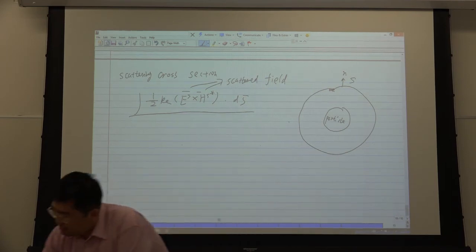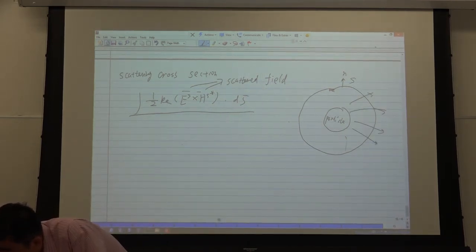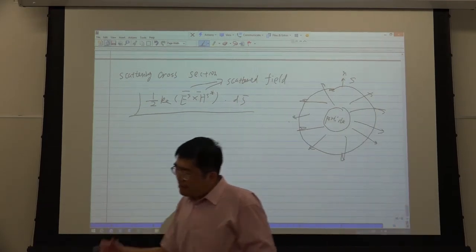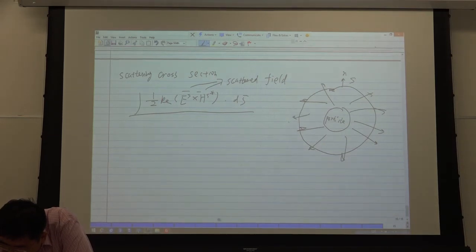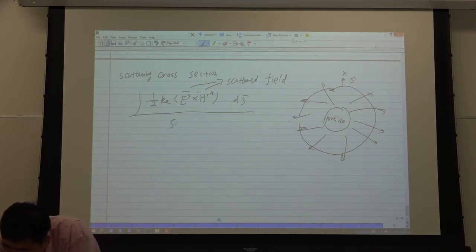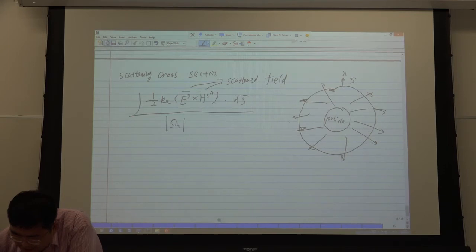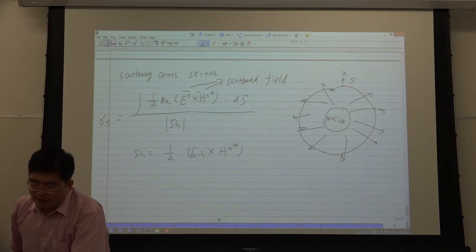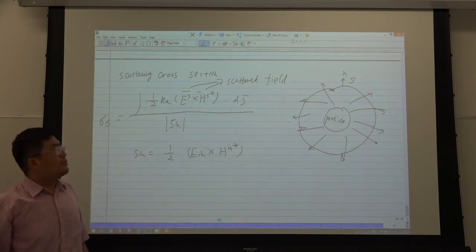There are many scattered waves in different directions, so we do the integral, dot dS, to get the total scattered power. Then this total scattered power over the incident power density is called the scattering cross section. The incident power density is one half E_inc cross H_inc star. This is the incident power. So the dimension is just area.